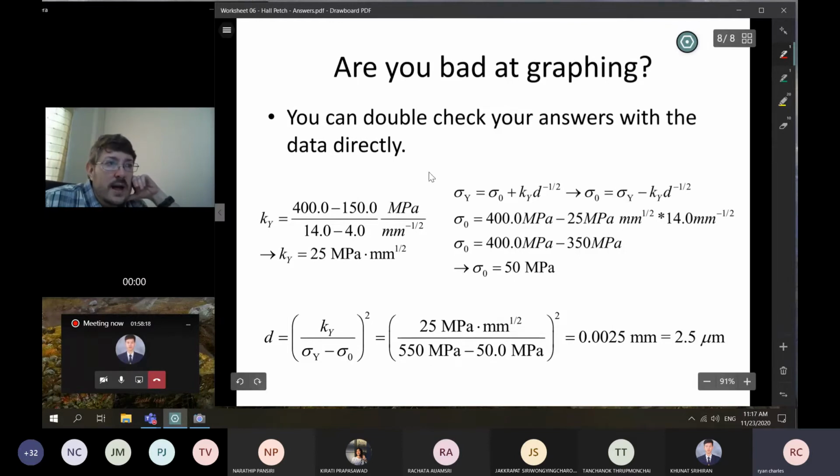So again, KY, just take 2 data points. We know it's linear, it should be linear. We can just get it directly from the data. We can then directly calculate sigma naught. Again, we know KY. We can pick a data pair and solve for sigma naught, right? We get 50 MPa.